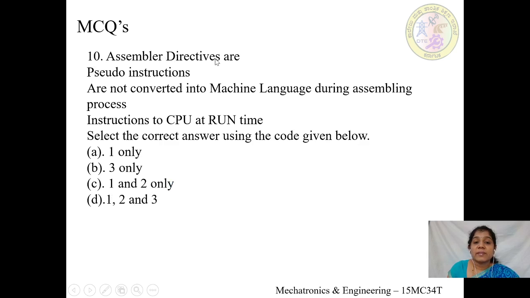So assembler directives are? Yes, they are pseudo instructions. That is the first one. Second one, are not converted into machine language. Yes, this is also a correct statement. Instruction to CPU at the runtime. Are assembler directives instructions to CPU at the runtime? No. So what is the correct answer? 1 and 2. It is option C. Pseudo instructions and are not converted into machine language during assembling process. So assembler directives are pseudo instructions and are not converted into machine language during assembling process. So answer is option C.